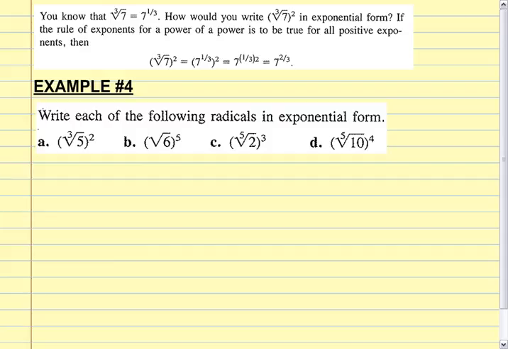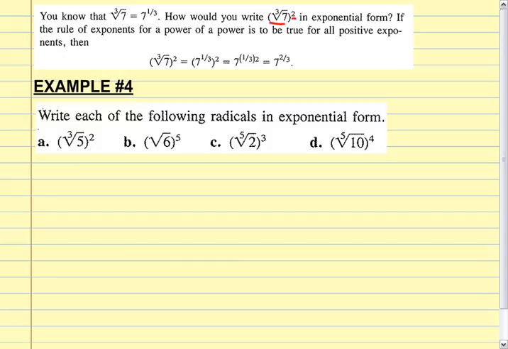Okay, folks, we talked about this a little earlier today in class, but I want to talk about it specifically now. It says, you know that the cube root of 7 is equal to 7 to the 1/3 power. How would you write the cube root of 7 squared in exponential form?